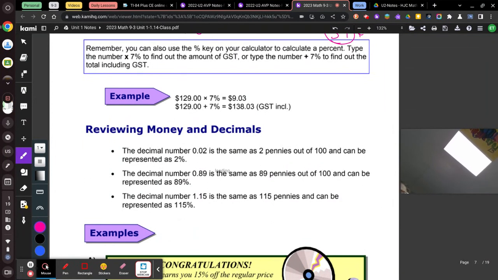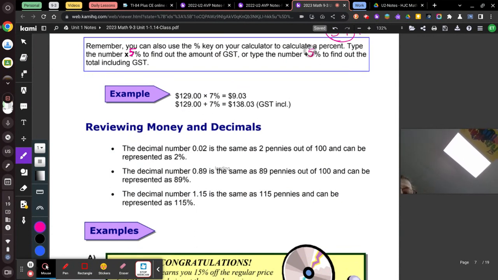Okay. All right, it says, remember, you can also use the percent key on your calculator to calculate a percent. It says type the number 7 and then percent. Actually, you type 5 and then percent, not 7, to find out your GST, or times it by the number and add your 5%, not your 7, to find out your total. So 2 ways. Okay, first way. This way here is timesing by 7%. This finds your GST only. That's what this part finds.